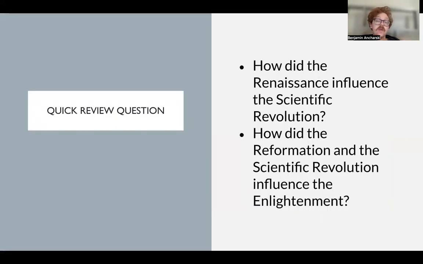So you should be able to identify the logic of how different things cause the different intellectual movements. For one thing, how did the Renaissance influence the scientific revolution? And then finally, how did the Reformation and the scientific revolution influence the Enlightenment?